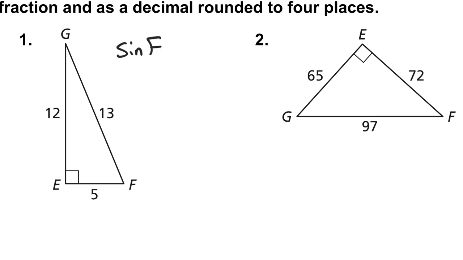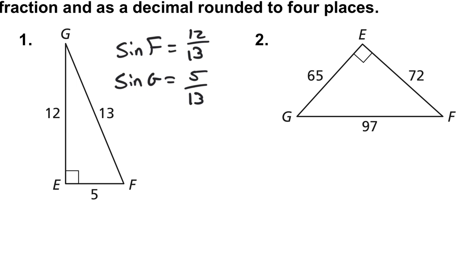My sine of F would be its opposite, which is 12, divided by the hypotenuse, which is 13, and that just so happens to be a simplified fraction. Now, if I want to do my sine of angle G, its opposite is 5, its hypotenuse is 13.